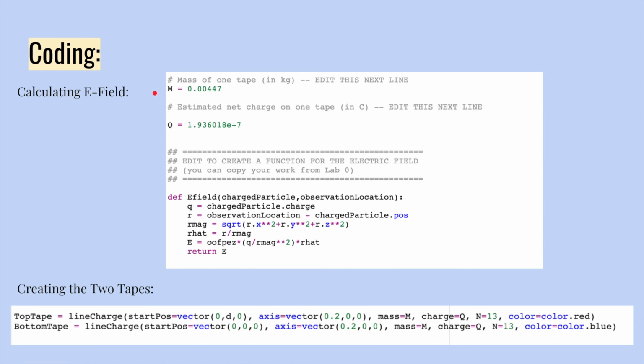Next, this is actually what went into the coding and how those values were calculated. First, you had to calculate the E field. This is the mass. This is actually the final estimated charge, and this is how the electric field was actually calculated. This is how the tapes were created, what went into their masses, their position, their charge. Next, we have calculating the electric force and the electric field, all the equations and values that went into getting those arrows. Next, we have the net electric force and the net gravitational force and how they were calculated and how those arrows were shown.